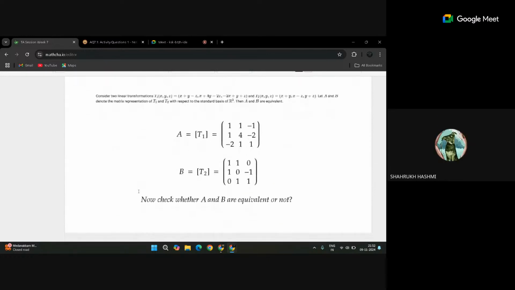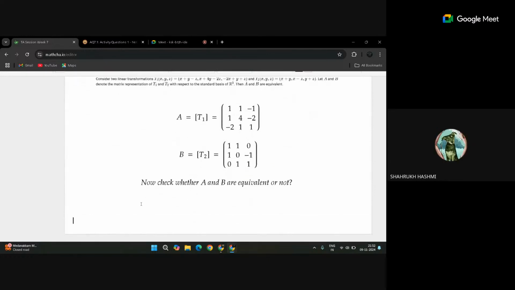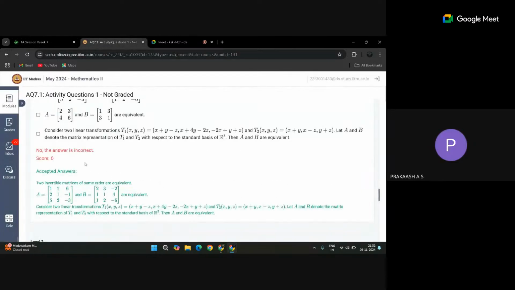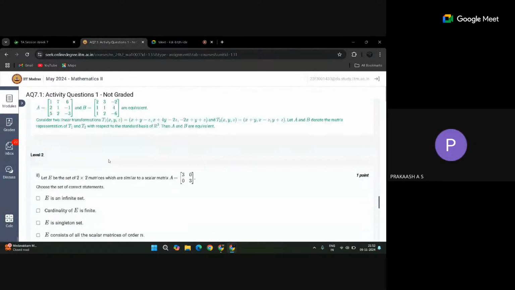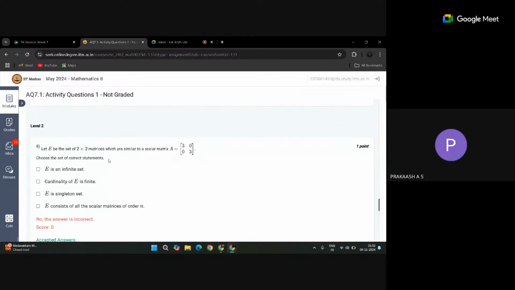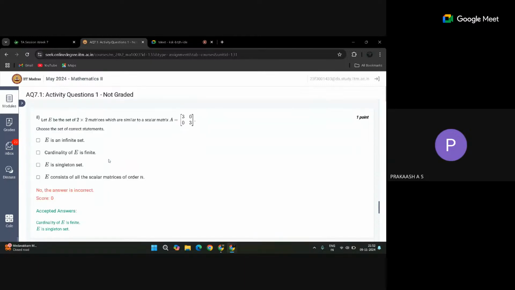No, sir. Sir, are you using the sniping tool to cut and paste? Yeah, I'm taking snippets, screenshots, and pasting it there. That is the sniping tool. Okay.